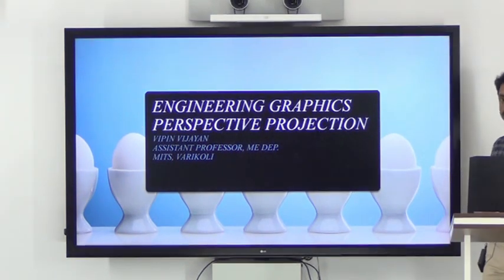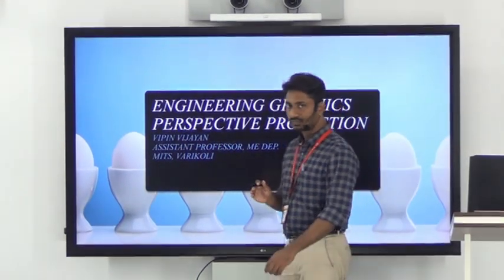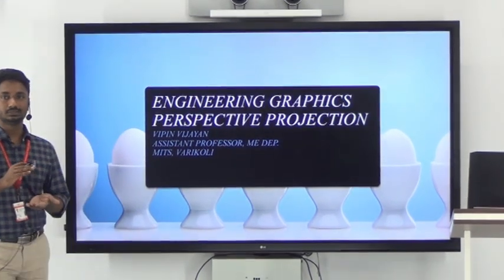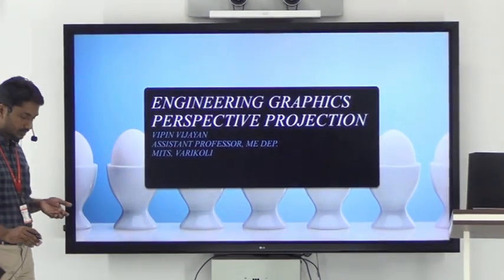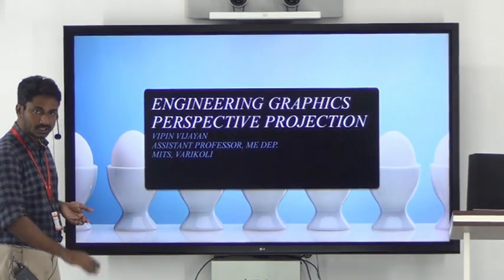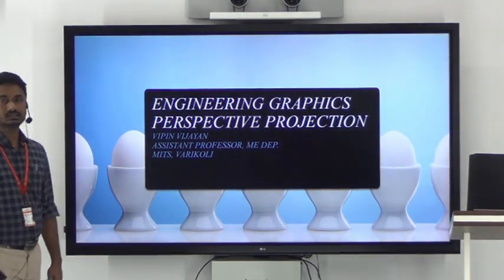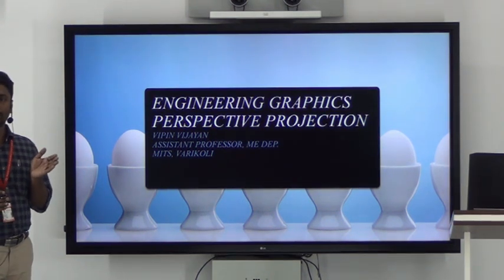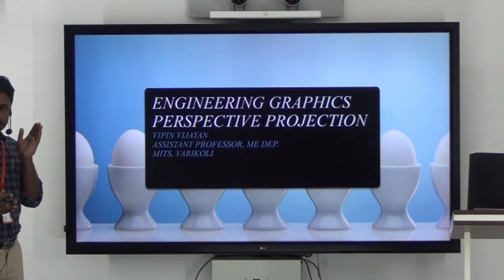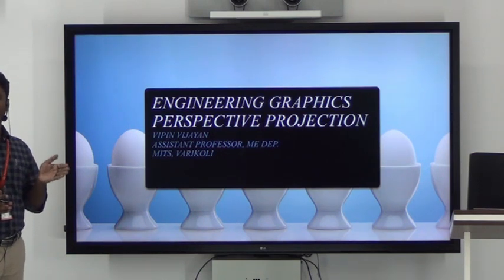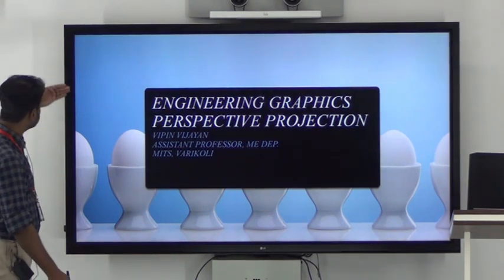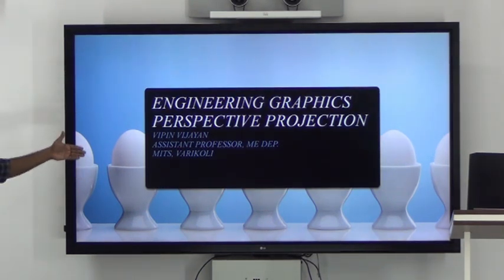So first one is ground plane. Ground plane means a plane on which the object is placed. So you can assume this as our ground plane. It is a horizontal plane. Now the second one is picture plane. Picture plane means it is a plane on which the image of the object is formed. So the picture plane is perpendicular to the ground plane. So in this case, if this is our ground plane, you can assume this as our picture plane.